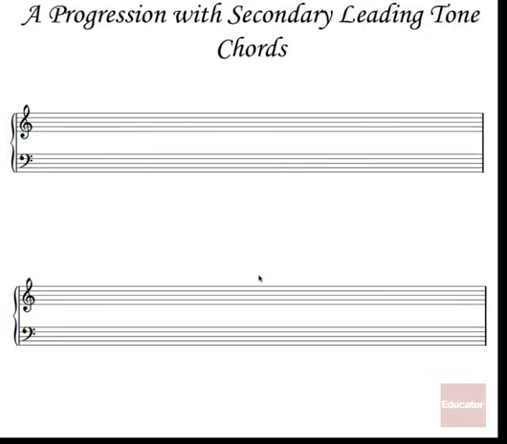Okay, and now let's do a progression with secondary leading tone chords. So let's be in A minor and start with a basic progression. So what if we are going to start on A and then go down to F, D, E, and back to A. So we're just going to have a I, VI, IV, V, I.